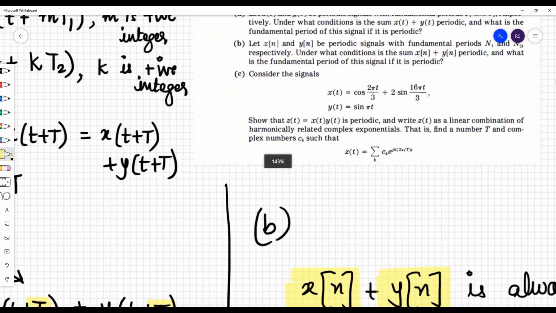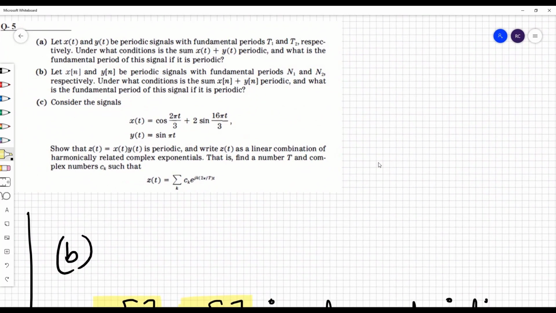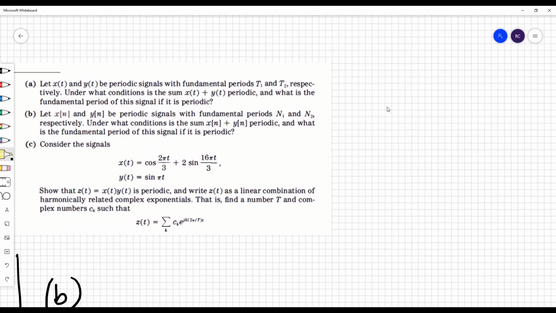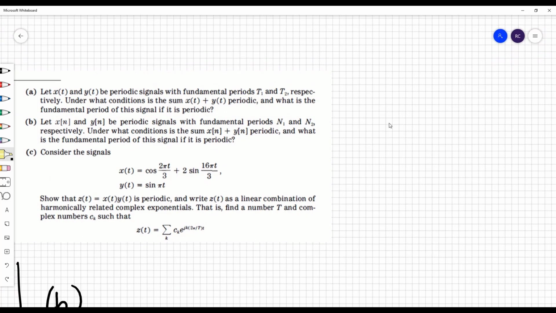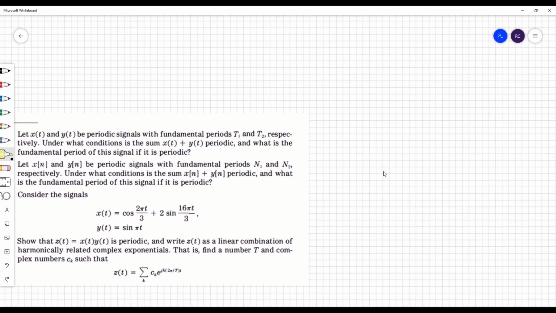Moving on to question number 5c, it says consider the signals x(t) and y(t) and show that z(t), which is a product of these two signals, is periodic, number one. And we need to write this product as a linear combination of harmonically related complex exponentials. Now, what is the meaning of harmonically related complex exponentials? Before that, what is the meaning of a complex exponential?